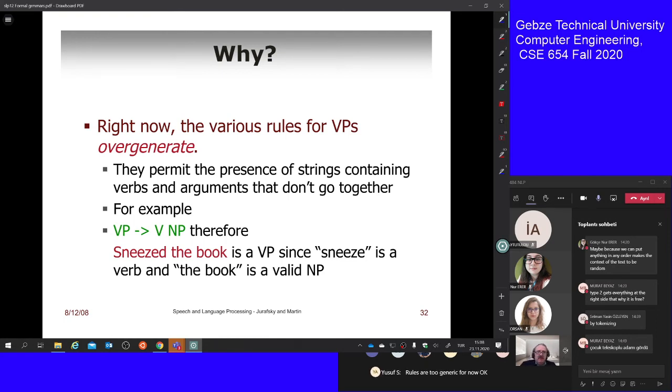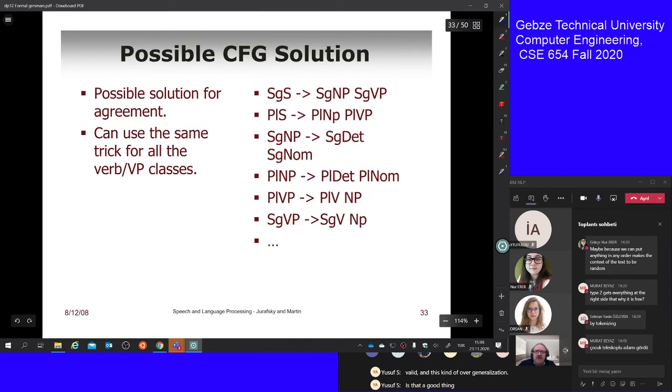When you say verb phrase is a verb and noun phrase, then for sneeze, hapşurmak, I could say somebody sneezed the book, which sounds funny, but our rules are okay with this kind of sentence. If I replace this verb with sneeze, and this noun phrase with the book, both of them are valid, and this kind of overgeneralization is not a good thing. So what are we going to do with the possible context-free grammar solution?